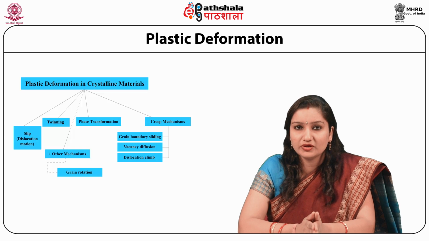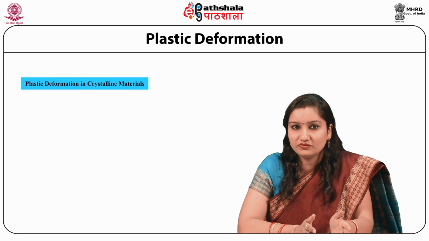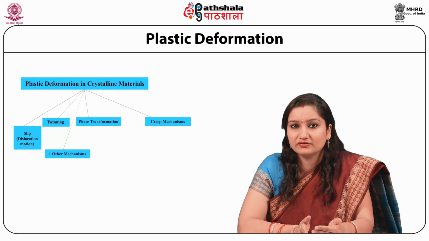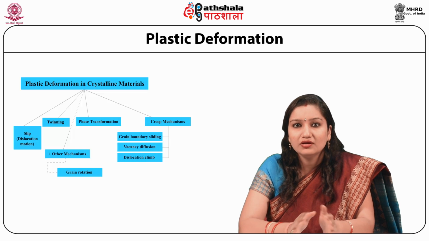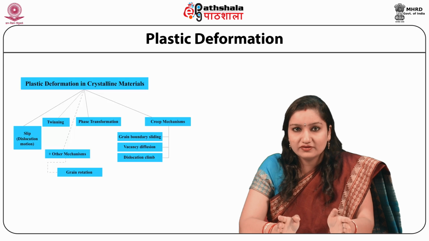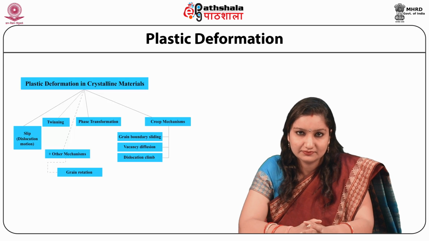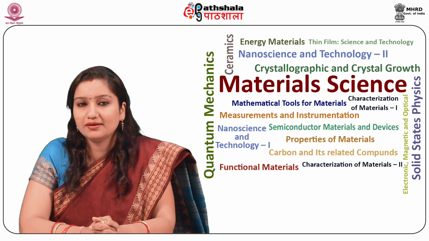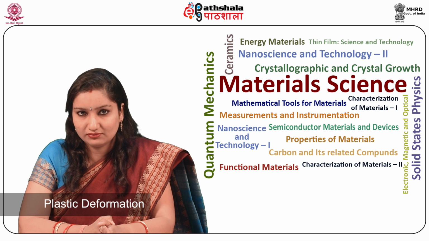Then the fifth major category, or reason for plastic deformation, is other mechanisms, one of which is grain rotation. So we have the 5 major reasons for plastic deformation in crystalline materials. So let us start learning about what plastic deformation is.